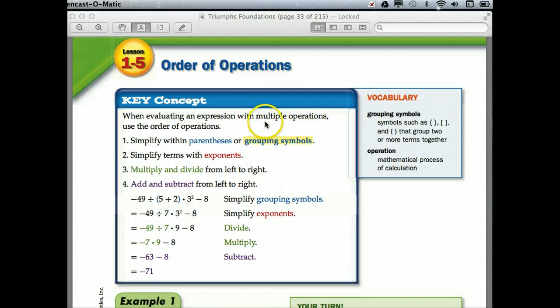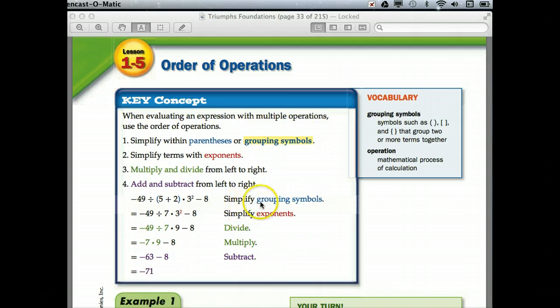When evaluating an expression with multiple operations, use the order of operations. We also call these PEMDAS. Remember learning about PEMDAS? Because we start with parentheses, or the grouping symbols, exponents, multiply and divide from left to right, add and subtract from left to right. So let's look to see what this would look like.